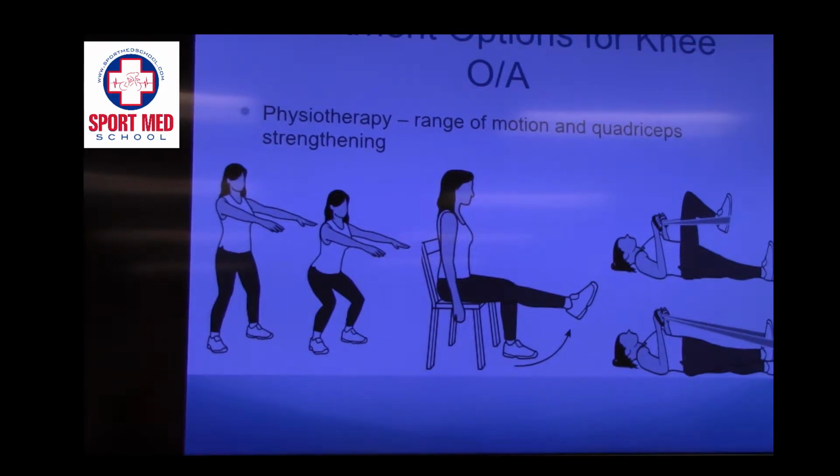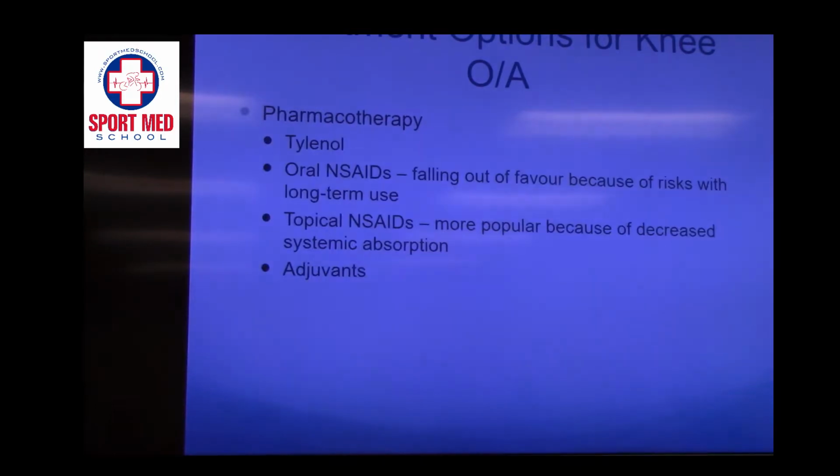Moving up the ladder, physiotherapy would be sort of the next thing, and things you're working on is specifically range of motion and quadriceps strengthening, and I gave some examples, some exercises here that might be in their exercise programs. So you have things like squats, leg extensions, things like that. In terms of pharmacotherapy, Tylenol and its different formulations, basically you're looking for a maximum of 3 to 4 grams a day, depending on other comorbidities.